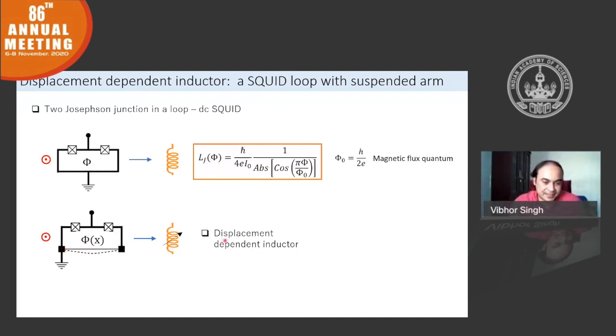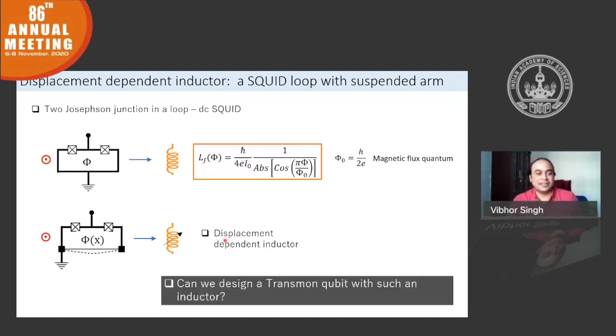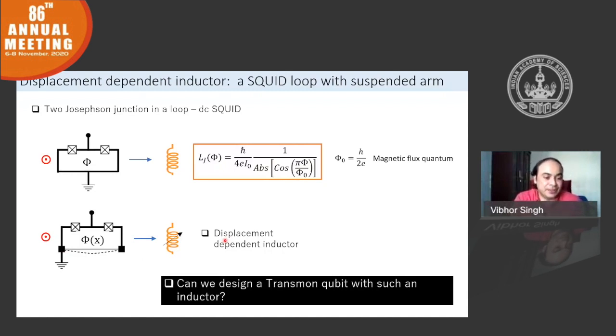Okay, so this is the idea that we pursued to realize a circuit QED device. So the next question we wanted to ask ourselves was, can we choose these inductance values in such a way that we can design a transmon qubit with such an inductor? Okay, and the answer is of course yes. That's why I'm giving this talk.